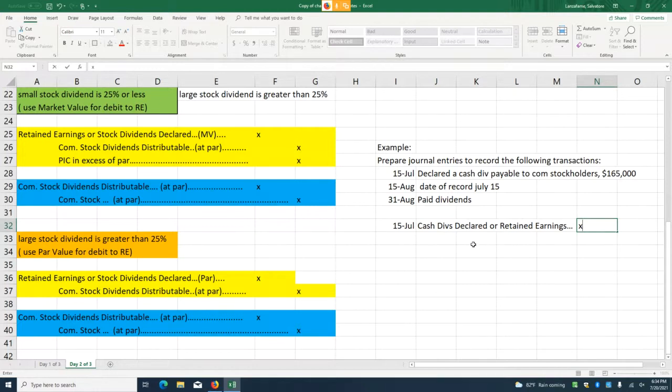So anyways, you would debit cash dividends declared or retained earnings, and then you would credit dividends payable. I'm not sure why I used the X, since we have the numbers now, so I'll fix that in a second. So that would be the answer to July 15th. Debit either cash dividends declared or retained earnings, and credit dividends payable.